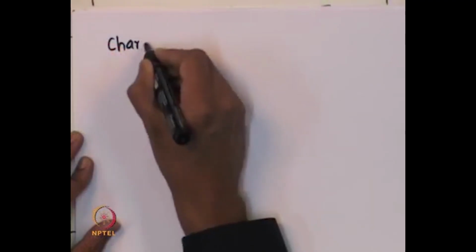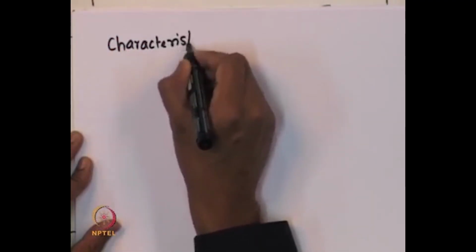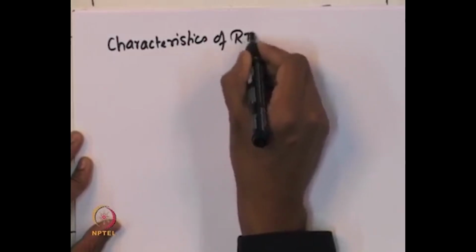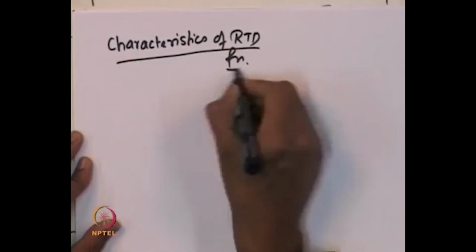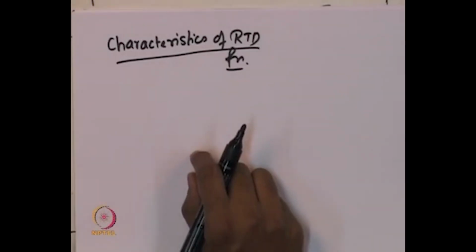So, next, after finding the RTD, one needs to know what are the characteristics of this RTD function, because we are interested in finding the non-ideal behavior of the reactor, and we said that the RTD function somehow captures some information about the non-ideal behavior of the reactor. So, we can now estimate what are the characteristics of the RTD function.